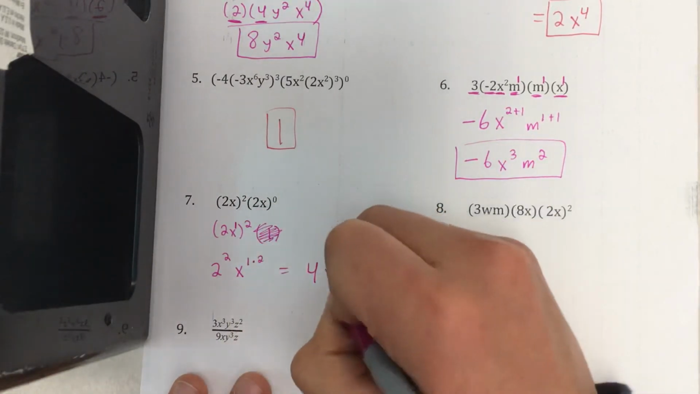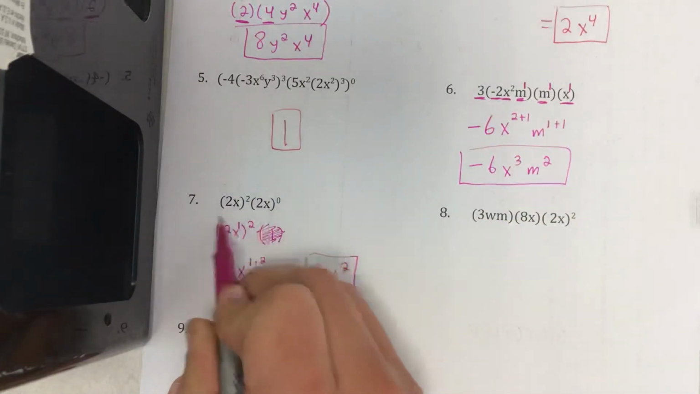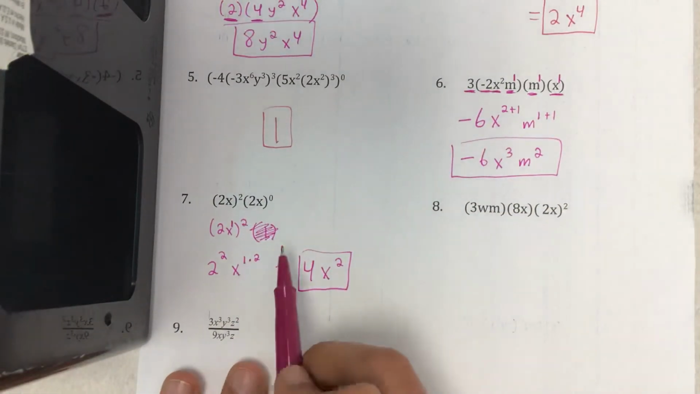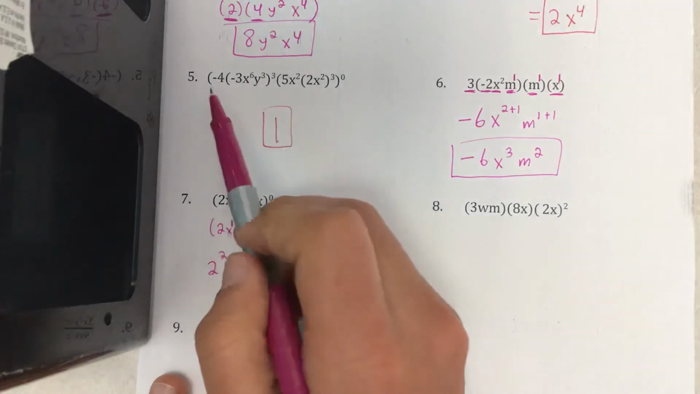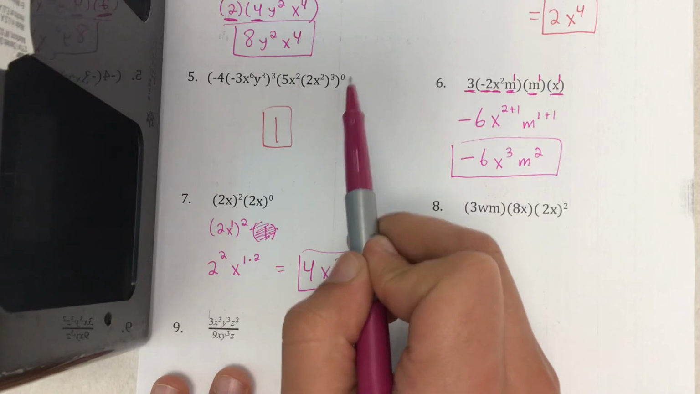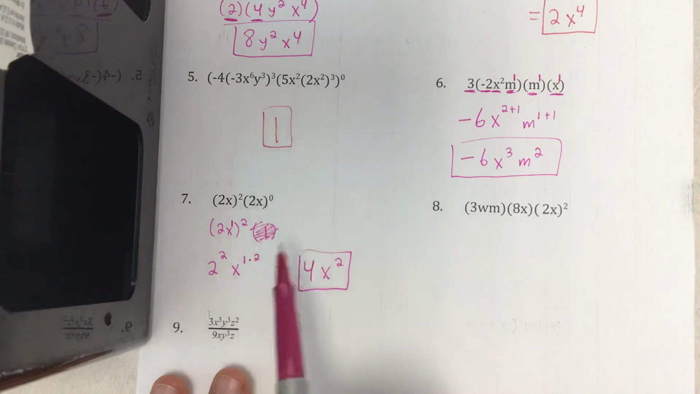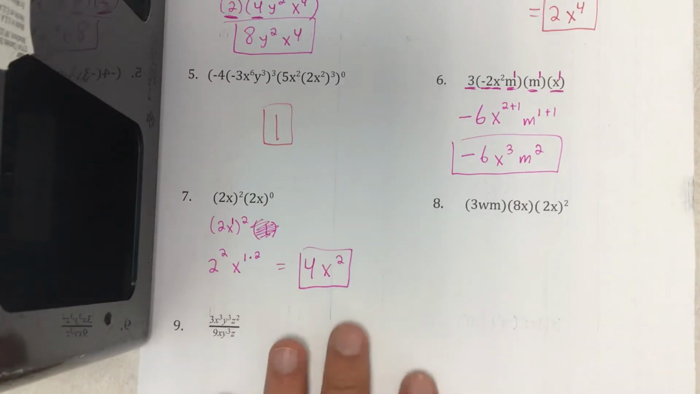X, 1 times 2 is x squared. So 4x squared is what all of this simplifies to, not 1, okay? So look at the difference here, right? On number 5, everything was in parentheses to the 0 power. Here, the only thing that was to the 0 power was 2x, okay? So that's the difference here. So make sure you pay attention to that, okay?